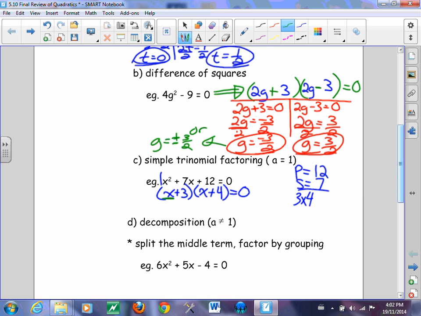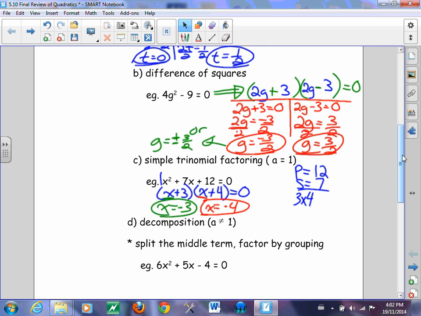What do I sub in for x here so that this bracket equals 0? x has got to equal negative 3. That's one answer. Okay, if I look at the second bracket, what do I have to sub in there so that the second bracket equals 0? x equals negative 4. That's your second answer. Okay, again, there are two solutions there.